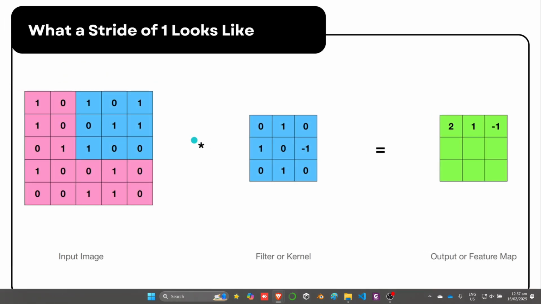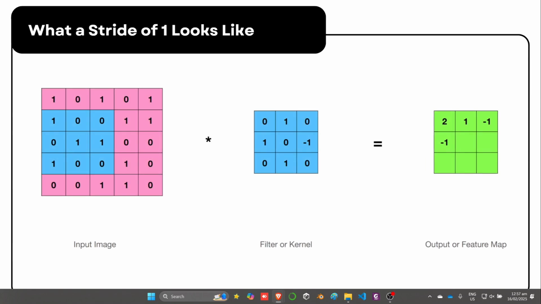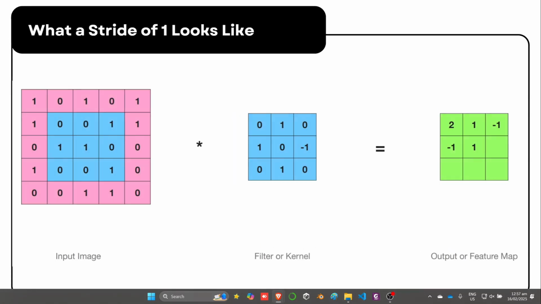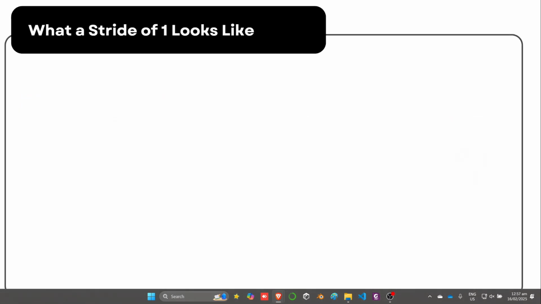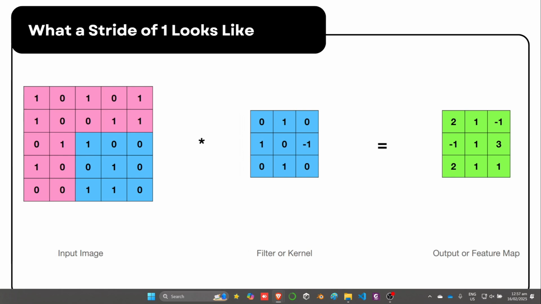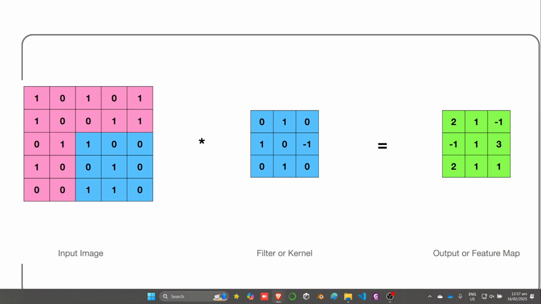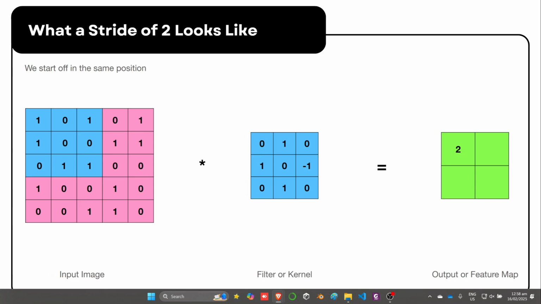Then once again, 1 down, 1 right, 1 right again, 1 down again, 1 right, and 1 right. It's just 1 pixel at a time. Now, what about a stride of 2? Let's take a look at what that looks like.